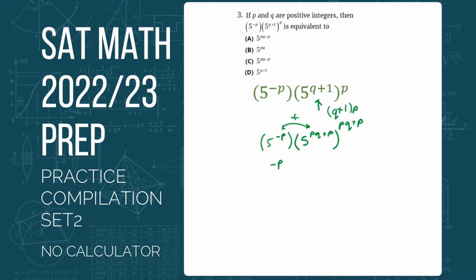So we have negative p plus pq plus p, and 5 is your base. Plus p and minus p cancel, and we're left with 5 to the power of pq, which is choice B.